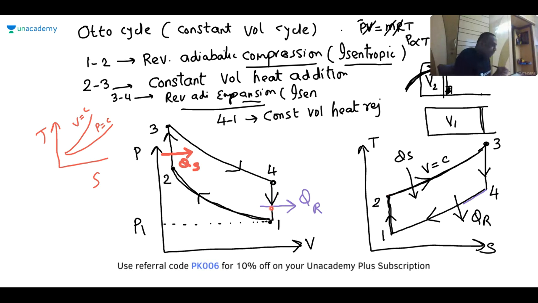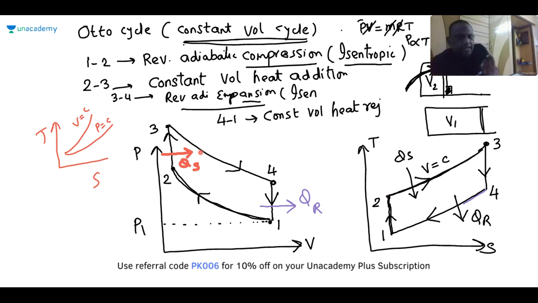Now look, why is the cycle known as constant volume cycle? Let us see. What is 1 to 2 process? Reversible adiabatic. Means there is no heat transfer in 1 to 2, it is adiabatic. What is 3 to 4 process? Reversible adiabatic. There is no heat transfer in 3 to 4.